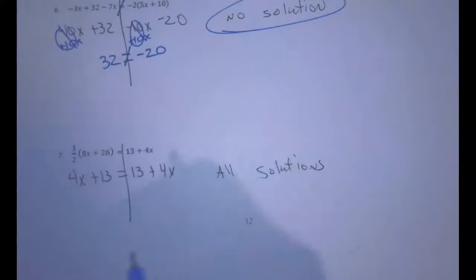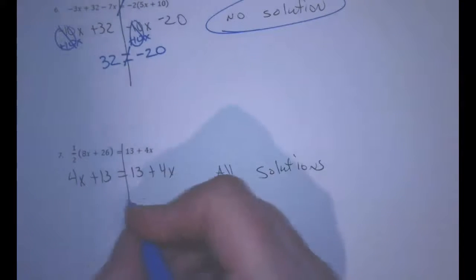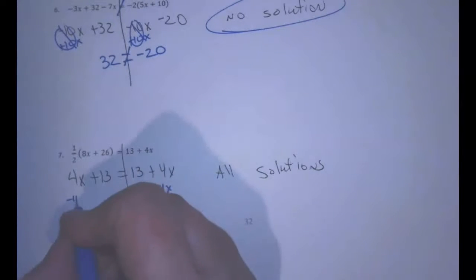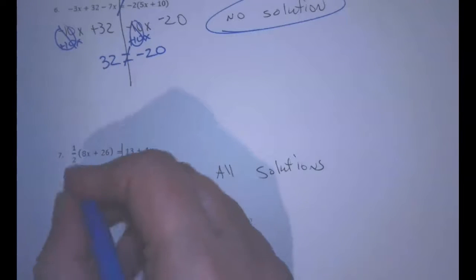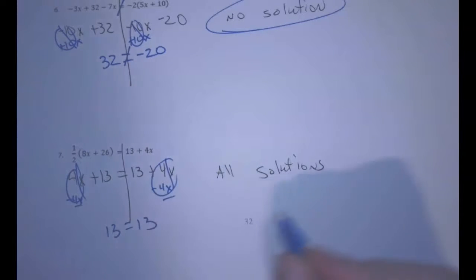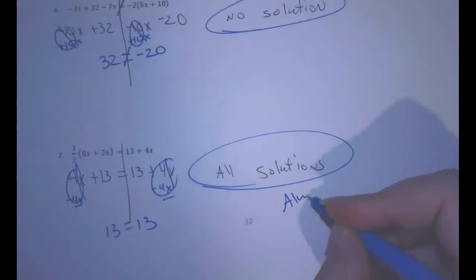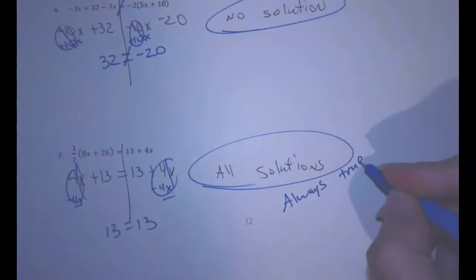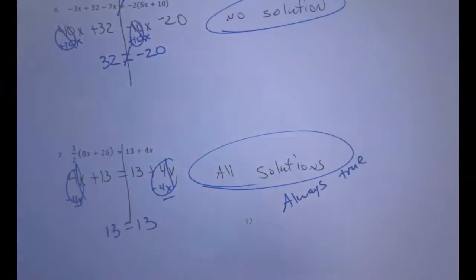Alright, one more question on this page, and I've got all solutions. I figured out that they would have the same variable with the same coefficient, 4x and 4x, and the constant, half of 26 is 13, and then I have 13 here. If I subtracted 4x from each side, I would get 13 equals 13, which is always true, which means all solutions.